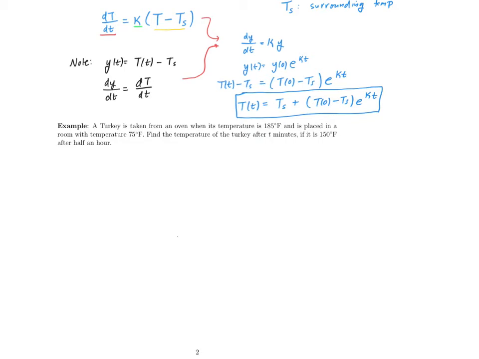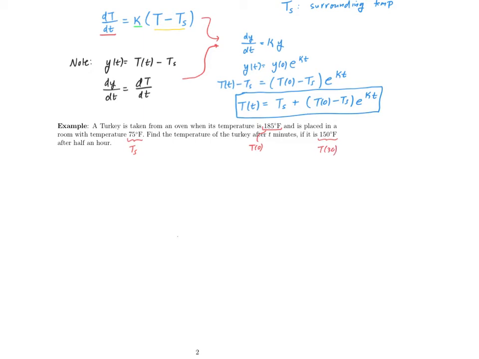So let's indicate a few key bits of information. 75 degrees represents the surrounding temperature. The 185 degrees represents what we might think of as the temperature of the turkey at time 0. So time 0 is when we remove it from the oven. And it is 150 degrees after half an hour. We do have to be somewhat careful with our units. We're asked to find the temperature of the turkey after t minutes, so half an hour would refer to 30 minutes.